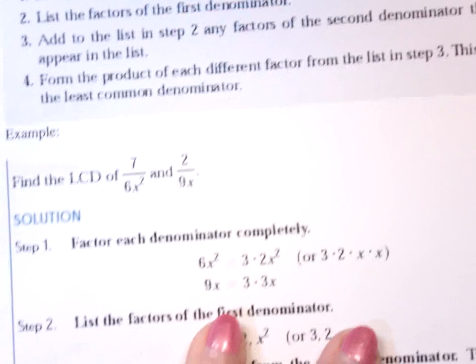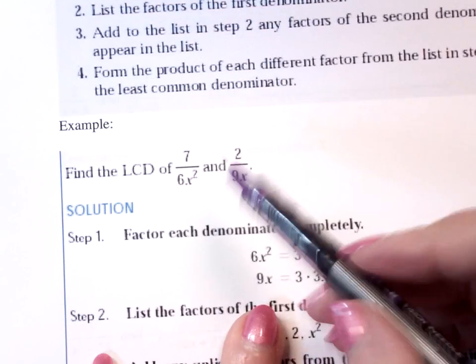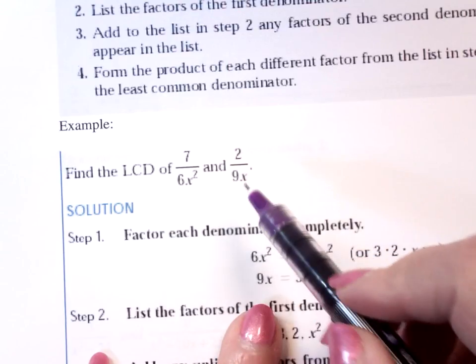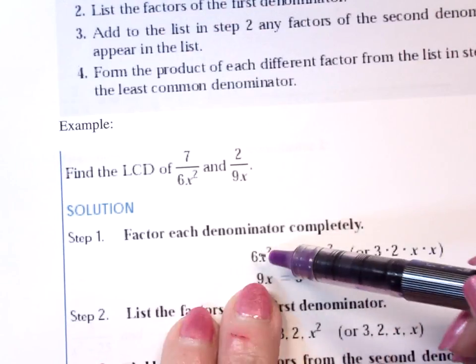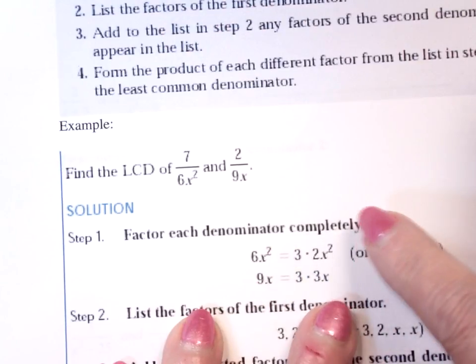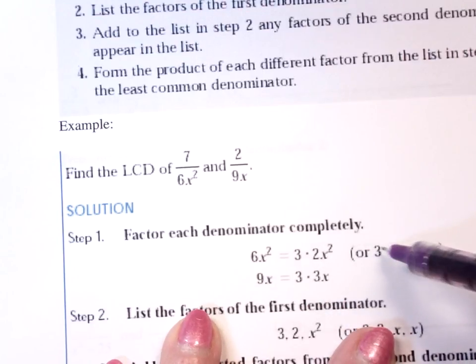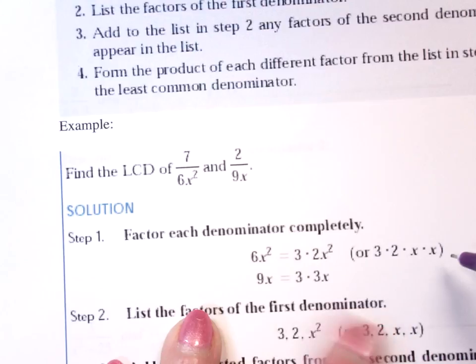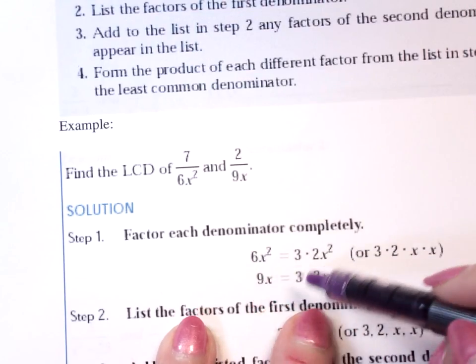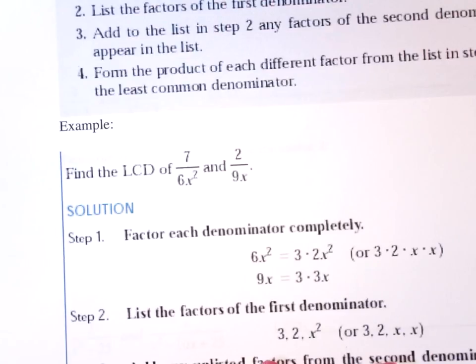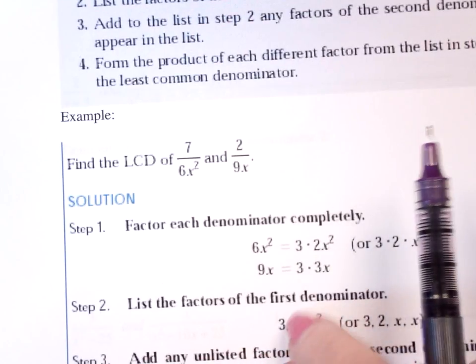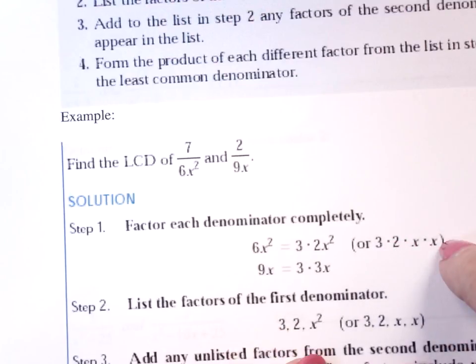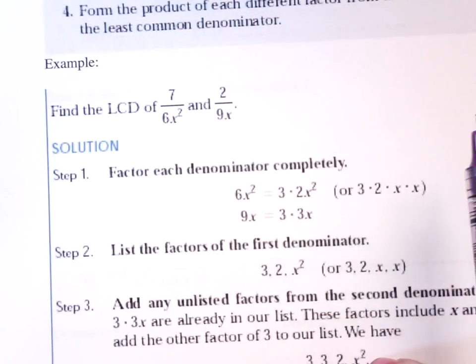Step 1. Factor the denominator completely. So I want to find the least common denominator between 6x squared and 9x. Variables are easy peasy. Numbers are a pit. So take 6x squared and write it into its prime factors, which is 3 times 2 times x times x. The other one is 9x. Write it into its prime factors, which is 3 times 3 times x. And it says list the factors of the first denominator, which is 3 times 2 times x. Okay. And then add anything.